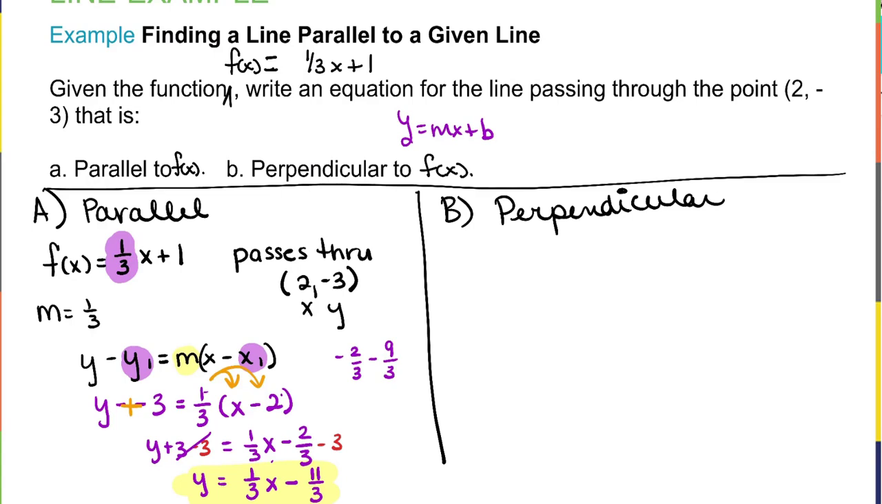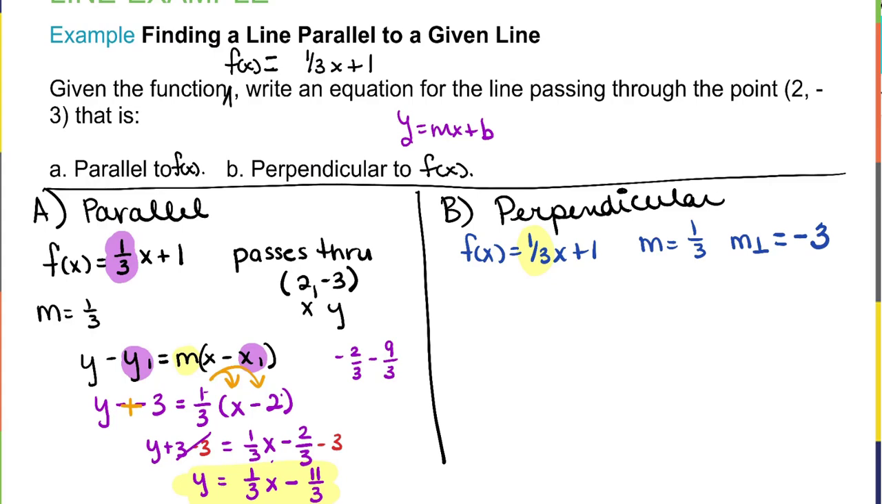Now, to find the line that is perpendicular to that, first we identify the slope of the function, which we already identified earlier, but we'll identify it again. It's 1/3. So that means the slope of the perpendicular line is the opposite reciprocal. So negative, and then reciprocal. If we flip 1/3, we get 3. So the slope of the new line, the perpendicular line, is negative 3.